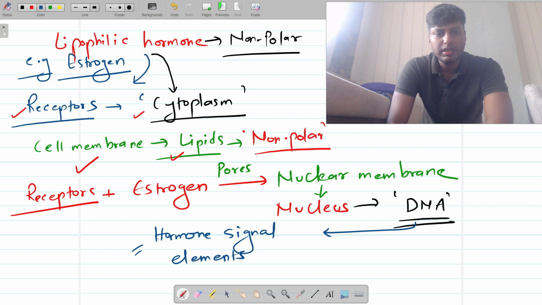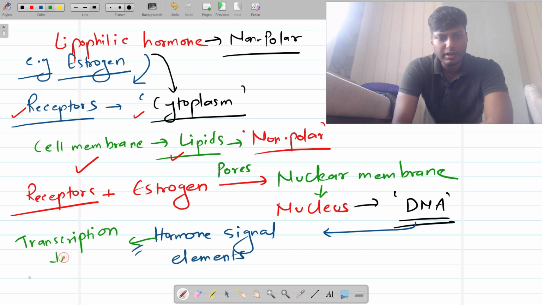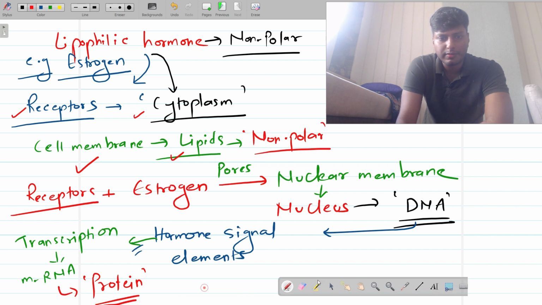Now once the receptor and the signal bind to the hormone signal elements, this will result in the process of transcription of specific mRNA, and ultimately it will lead to the formation of a specific protein which is required by the cell.